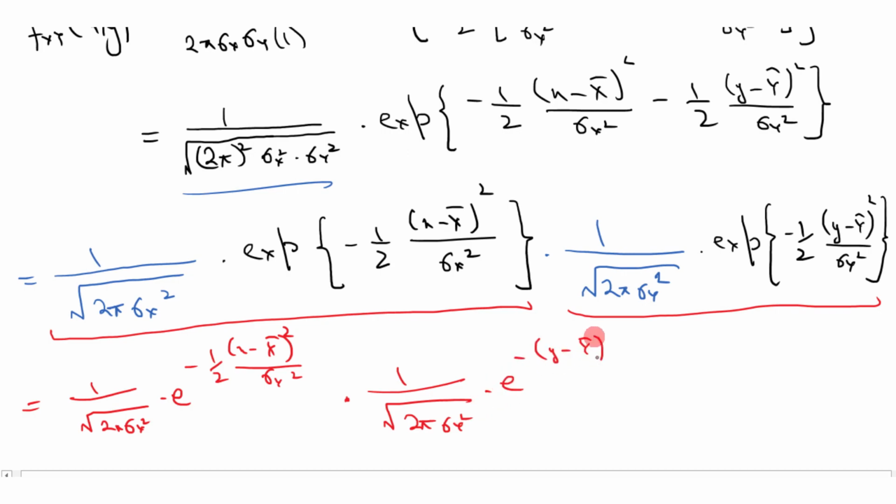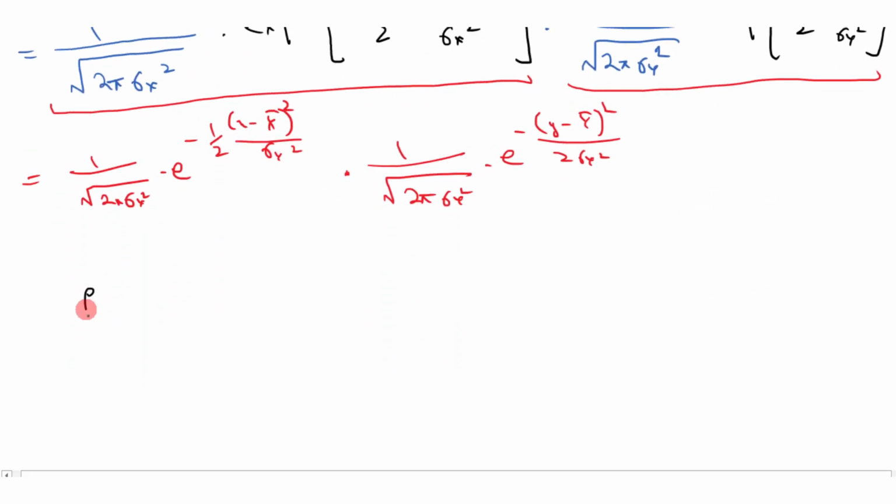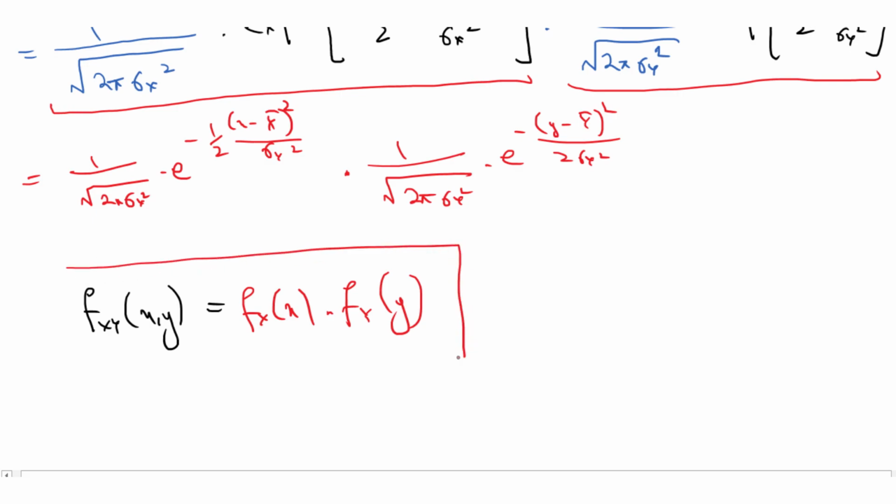Y minus y bar whole square divided by 2 sigma y square. So you can conclude that this joint density function is equal to the marginal density function of random variable x as well as the marginal density function of random variable y, when the rho is equal to 0, or correlation coefficient is equal to 0. Here this is a jointly Gaussian random variable, whereas this fx of x is a Gaussian random variable and this fy of y is another Gaussian random variable.